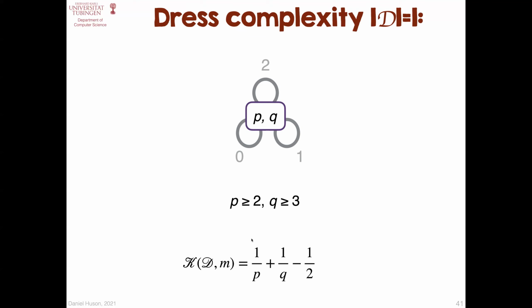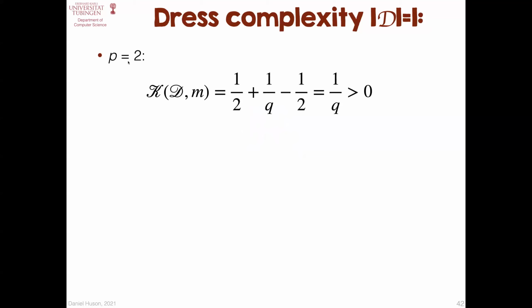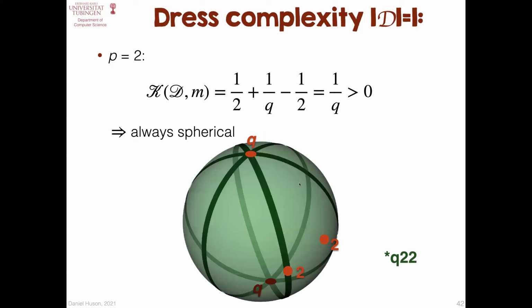Let's assume our tiles have at least 2 edges and the vertex degree is at least 3. Then this is the curvature formula in that case, a very simple formula that you can discuss case by case. If P equals 2, then this boils down to 1 divided by Q, and that's always going to be a positive number. So if you've got digons, then the tiling has to be a spherical tiling. And this is what the tiling is going to look like.